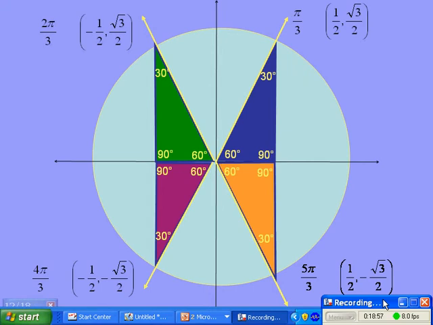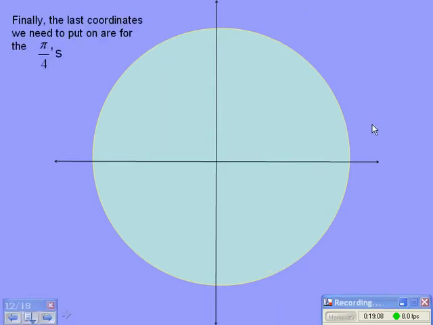Once we get the ordered pair down, we just have to remember which ordered pair goes with which angle. And I know that seems like a huge task when you look at this big unit circle with all of these pieces, but it's not too bad. All right, so let's do the 45s. Those are last, the pi over 4s.